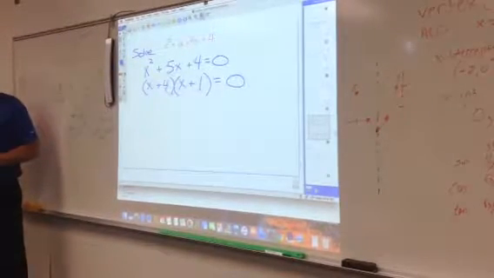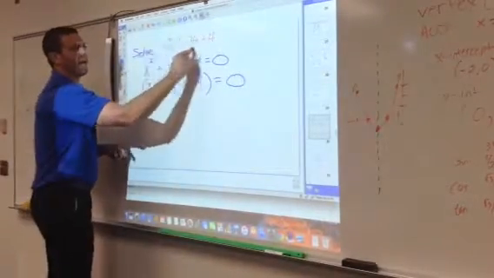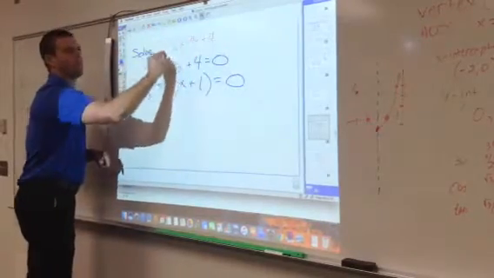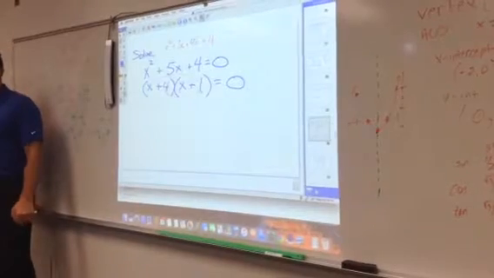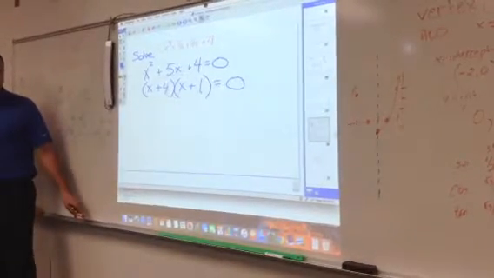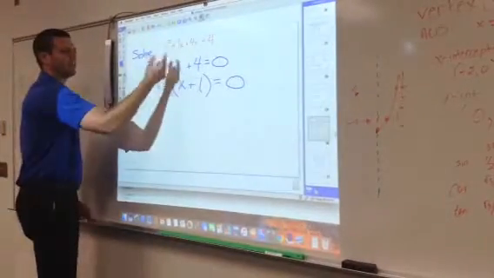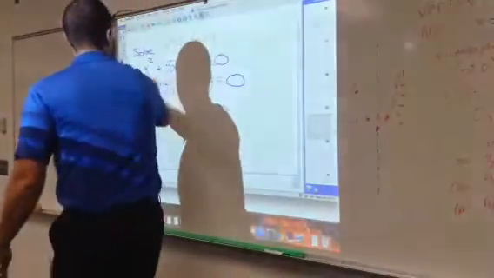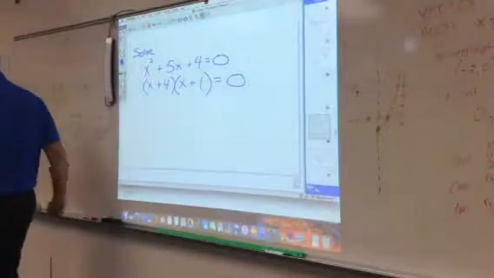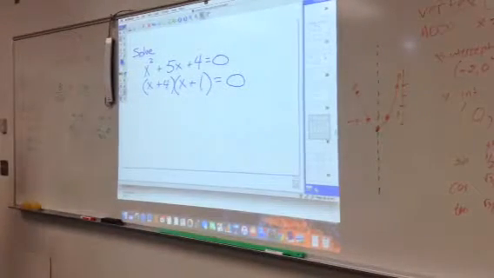Look at what I got. Combine like terms. Is that the same thing as what I started with? Yes. I just haven't combined my like terms. If I did combine my like terms, it's exactly the same as what I started with. So, that means I factored correctly.